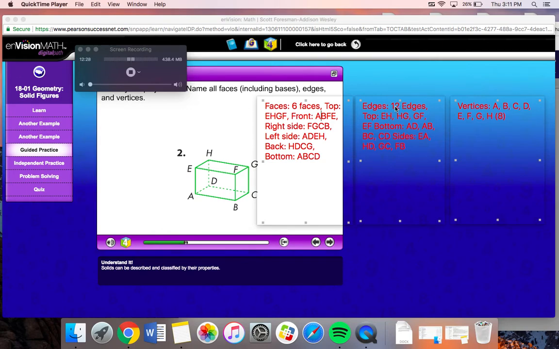The edges, just make sure there's 12. I went top, and then I did the bottom, and then I did the sides. So I counted the edges on the top, 1, 2, 3, 4. Then I did the bottom, 1, 2, 3, 4. And then I did the sides, 1, 2, 3, 4. The vertices were a lot easier. So make sure you have that written, labeled, and faces, edges, and vertices. Going on to the only independent practice problem in 3, 2, 1.